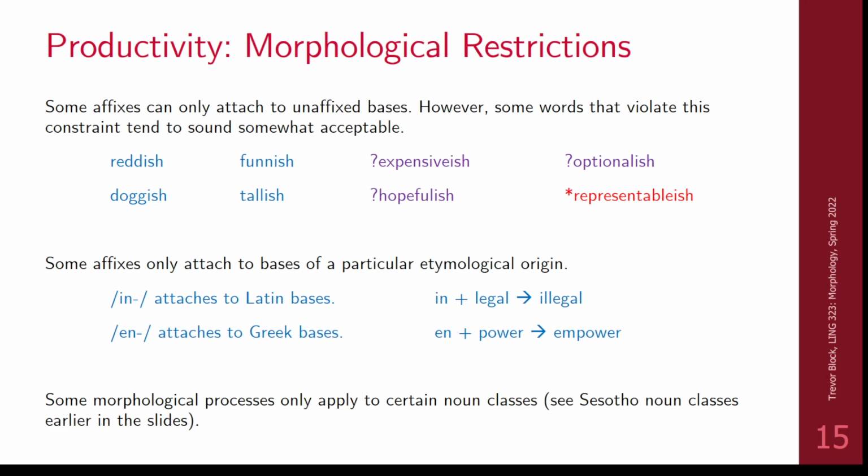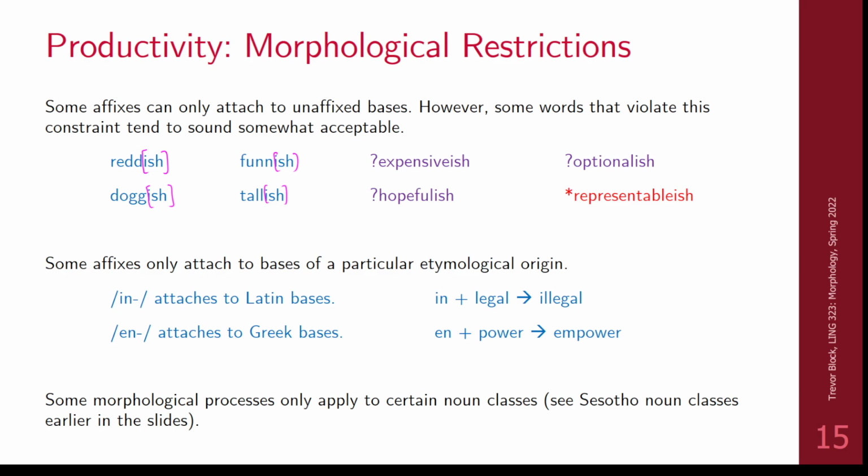Sometimes it has to do with the base itself. So what other morphemes are happening, or where the morpheme came from originally. I should say the root. So for example, the ish suffix: red-ish, fun-ish, tall-ish, dog-ish, expensive-ish, hopeful-ish, optional-ish, representable-ish. These are on this continuum of acceptability. So some of you might like these, some of you might not. But the idea is that usually ish just likes to attach to a base that hasn't been modified.